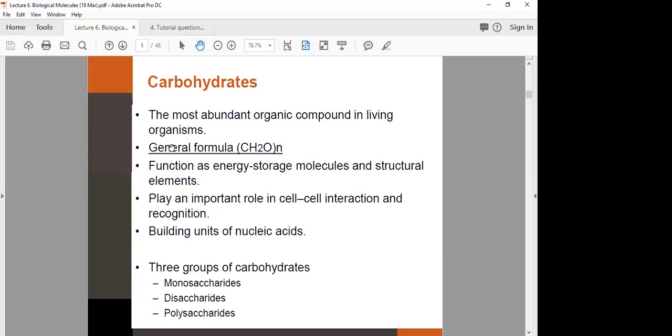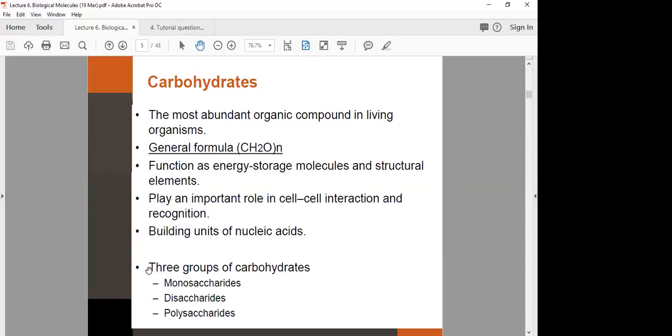Okay, so that's just a general formula. All right, carbohydrates function predominantly as energy storage molecules or structural molecules. Two major functions for carbohydrates. They also play lots of other roles as well. They play an important role in cell-cell interactions and recognition, and they form part of what we call the building units of nucleic acids. We'll come back to that later on.